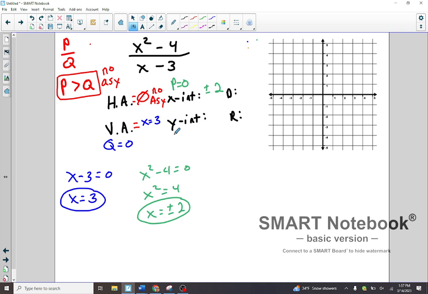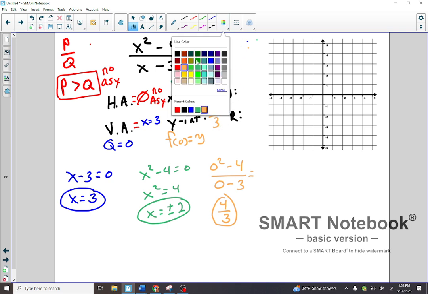The y-intercept is when I plug in 0 for x, my result will be my y-intercept. So this is what I call f of 0 equals y. I'm going to plug in 0 for every x I see: 0 squared minus 4 over 0 minus 3. This is going to reduce to 4 over 3. So my y-intercept is at 4 over 3. Does it cancel out? Double negative. Cancel that.